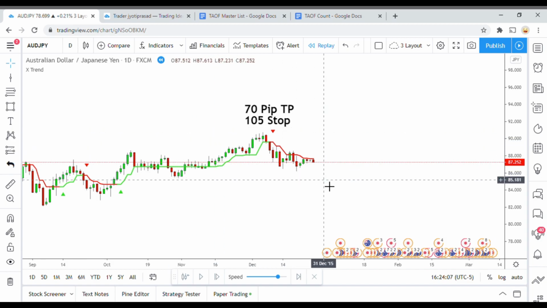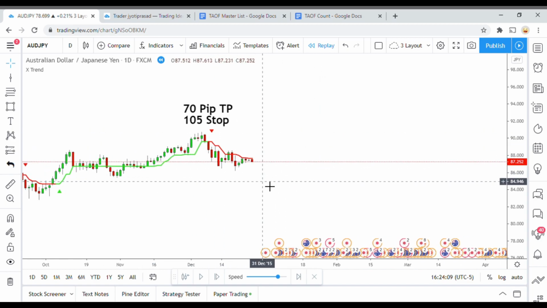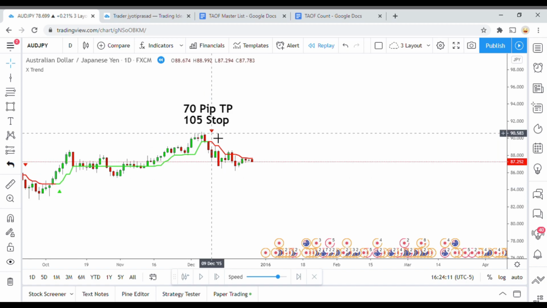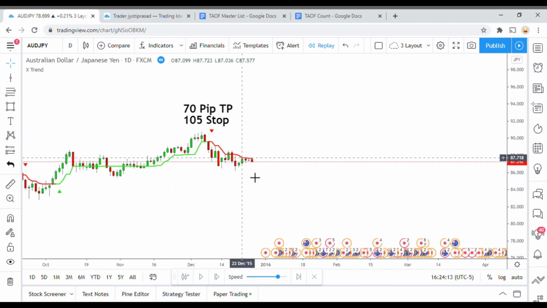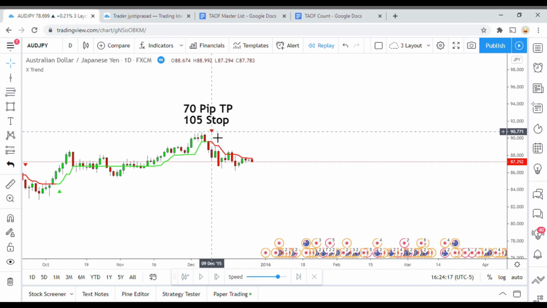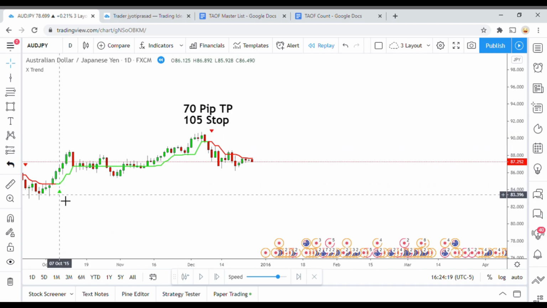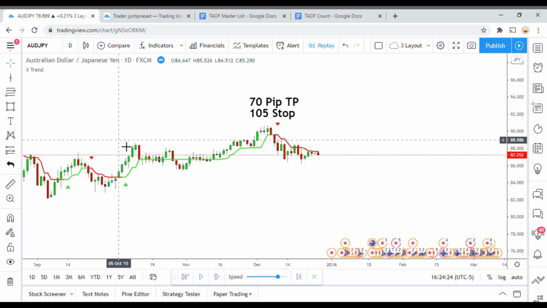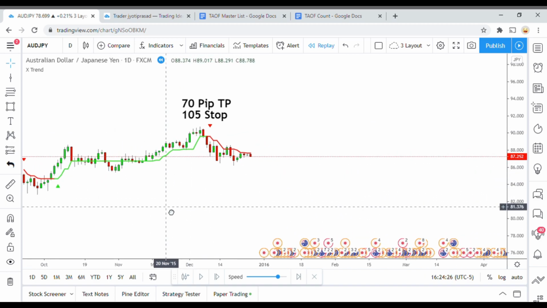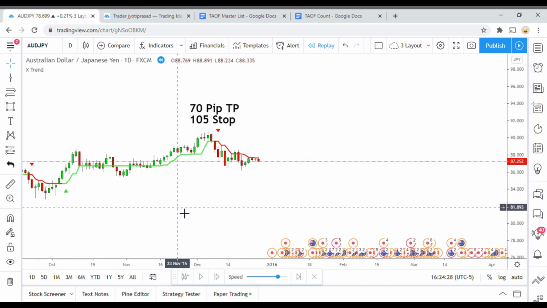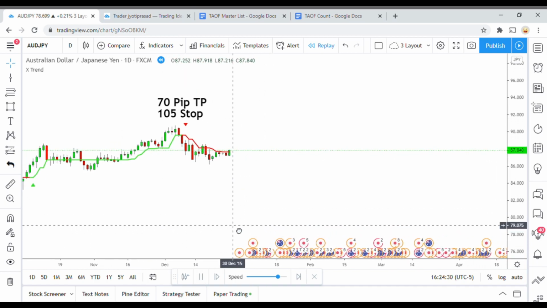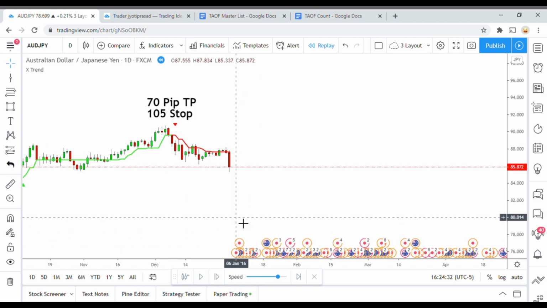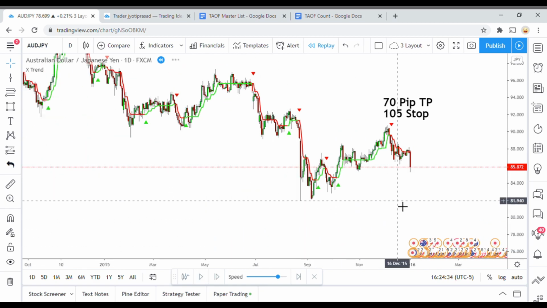And so that's basically how we are going to be testing it today. When we get a red signal, we're going to go short. When we get a green signal, we're going to go long. And so we're basically following these little arrows. Those are the definite points that are giving us the signal. And so let's go ahead and play it forward and see what we can get out of this.